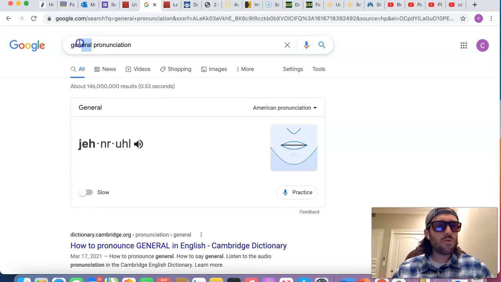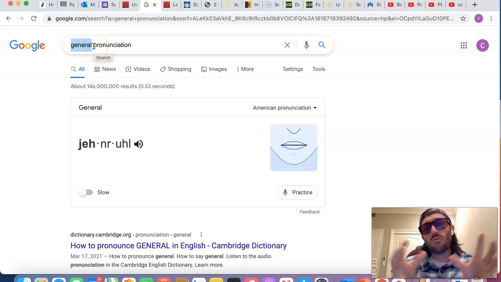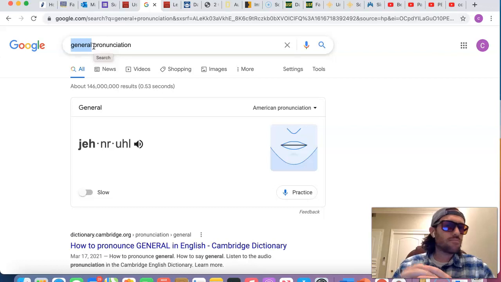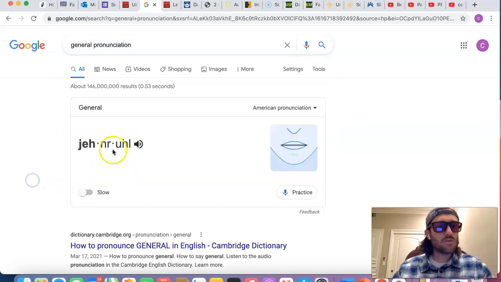So any word you want to learn or practice, and I think it only works with one word. You can't do a full phrase or prepositional phrase, for example, and then you put pronunciation, and then you can see the word comes up here, shows you how many syllables there are, shows you which syllable is stressed, and then you can practice.